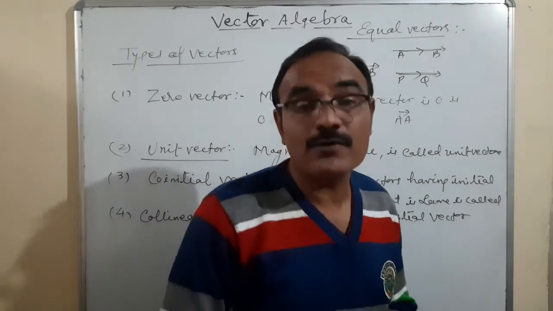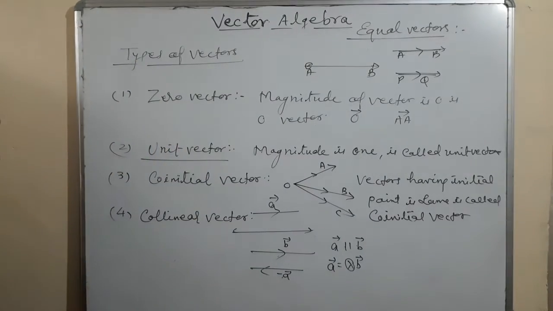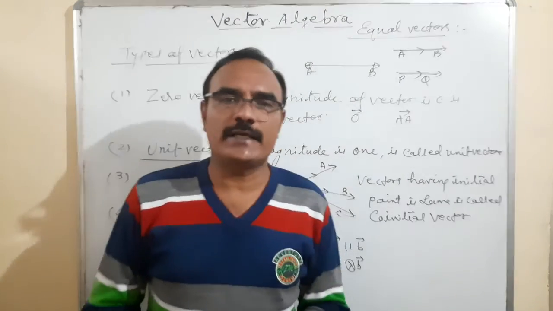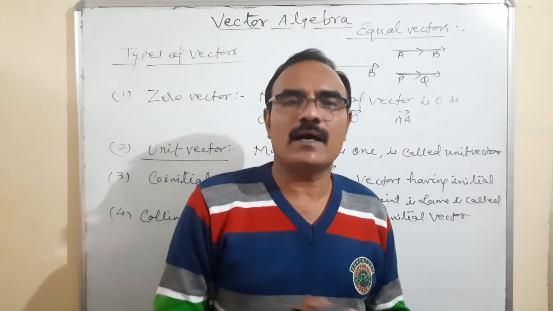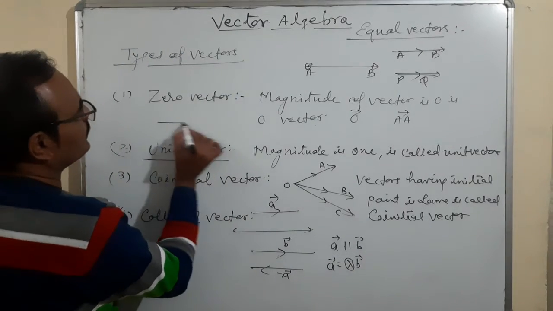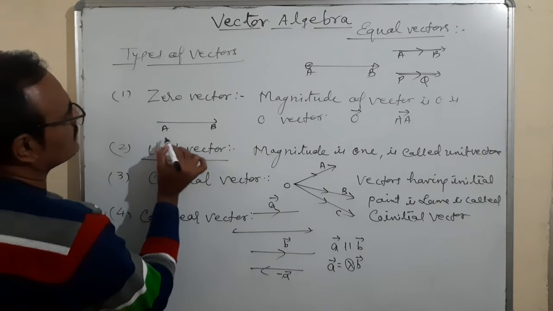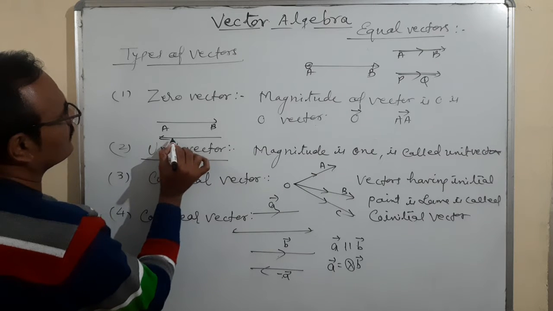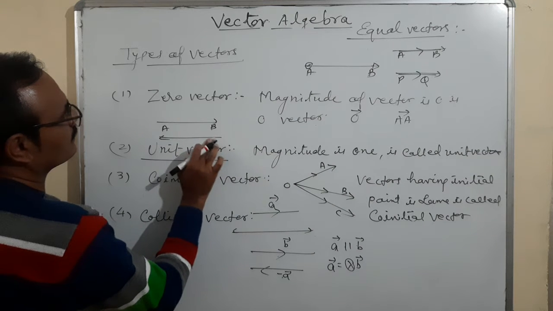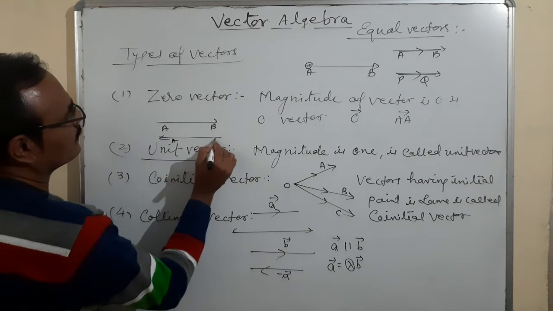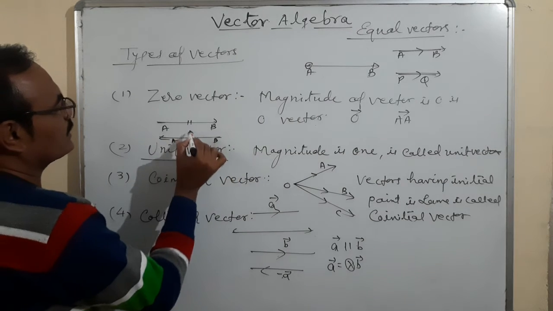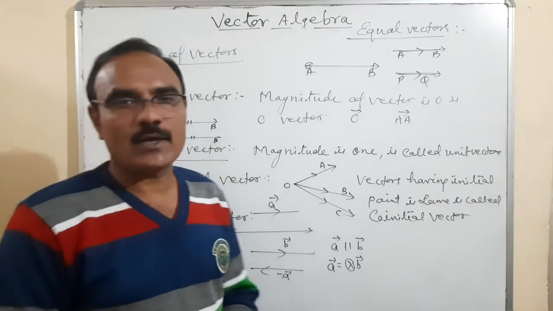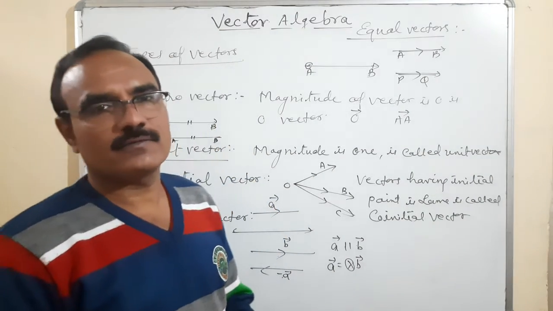After that, negative of a vector. Two or more vectors which are equal in magnitude but opposite in direction are called negation or negative of vectors. This is vector AB. Second is this. One direction is AB, second direction is this, but they are equal in their magnitude. So if their magnitudes are equal but directions opposite, they are called negative of vectors.